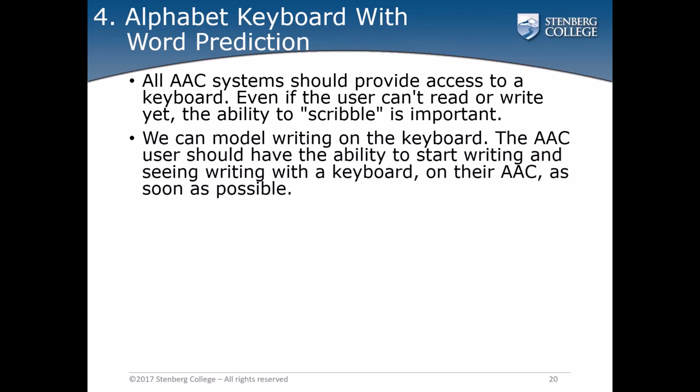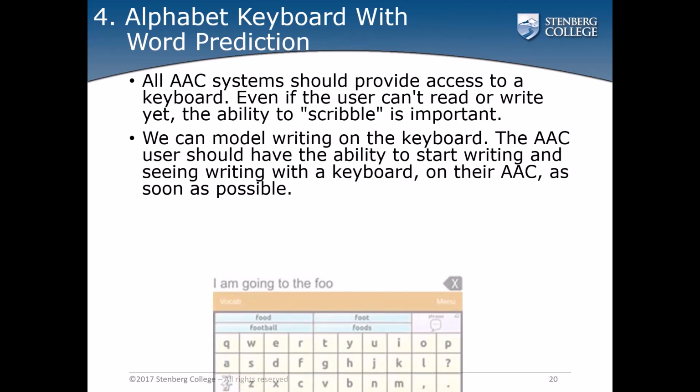We can model writing on the keyboard. The AAC user should have the ability to start writing and seeing writing with the keyboard on their AAC as soon as possible.